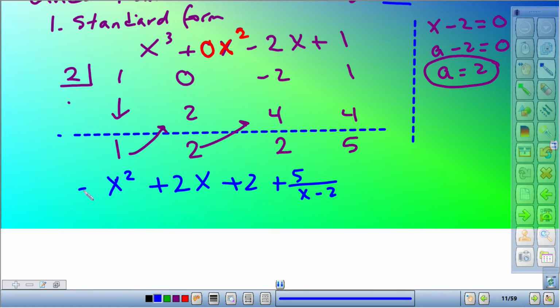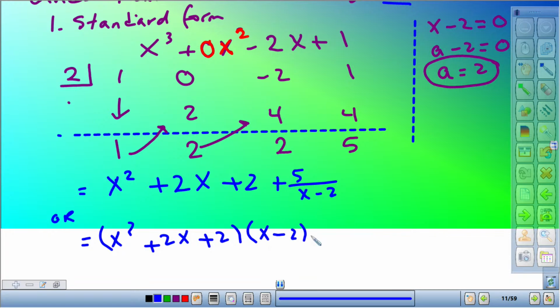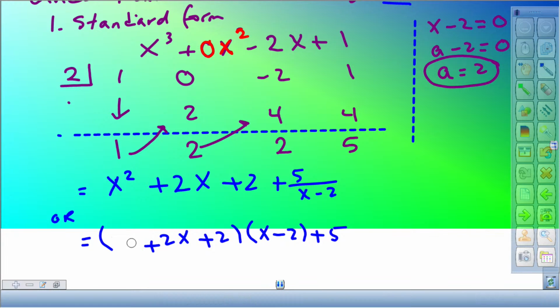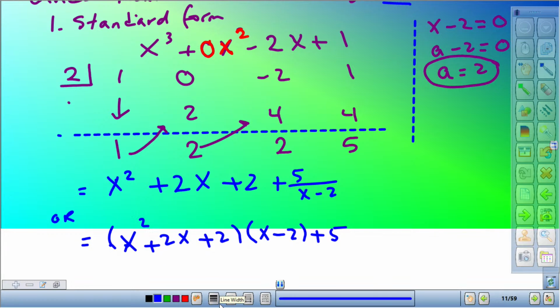Or another way, you could write it down as your textbook is suggesting: x squared plus 2x plus 2 in parentheses, times the divisor, x minus 2, plus that remainder at the end of the problem. Any questions on this one?